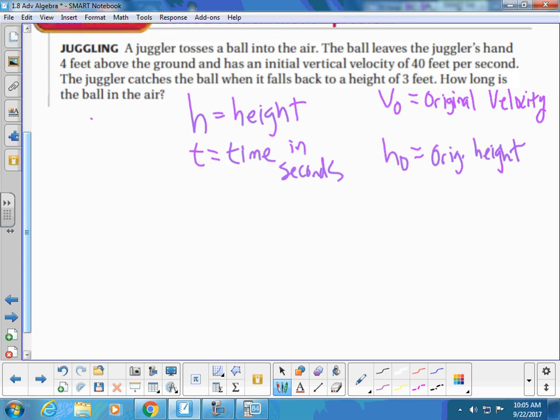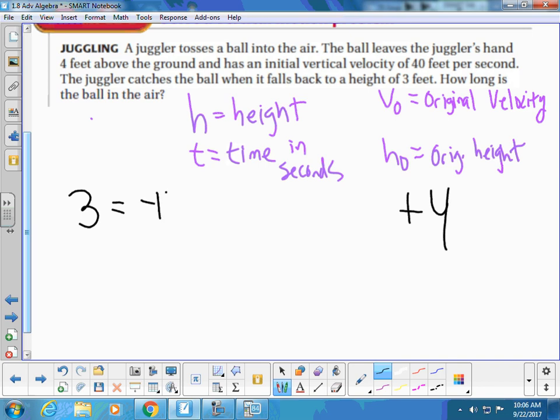The juggler catches the ball when it falls back down at a height of 3. That'll be your final height. How long is the ball in the air? We'll be solving for T. Let's try to get this all put in our formula. So the height at the end of the scenario is 3. The height at the beginning of the scenario, the original height, was 4.